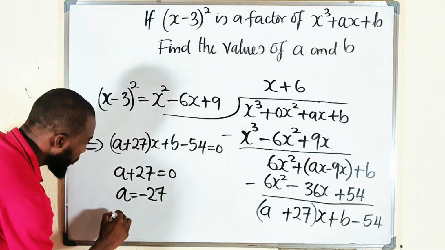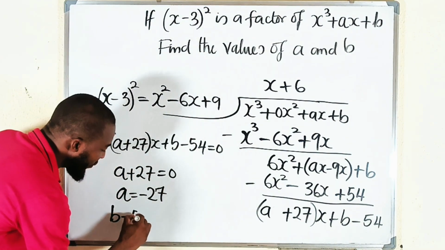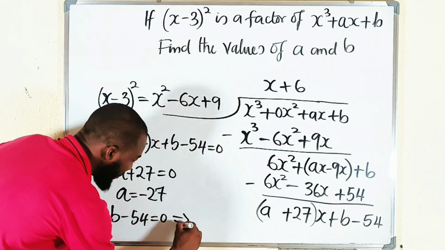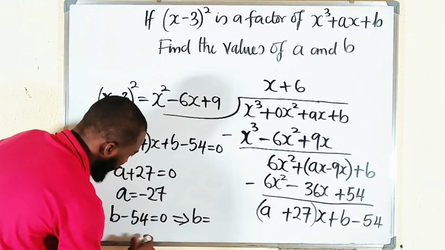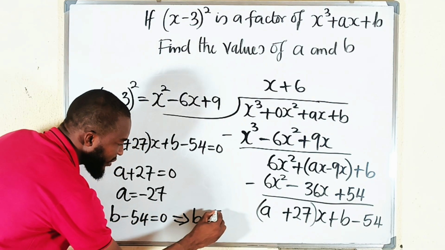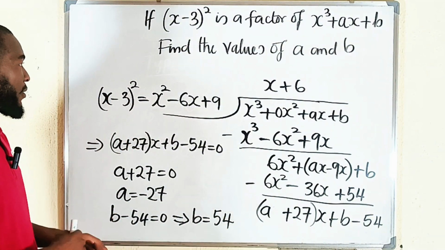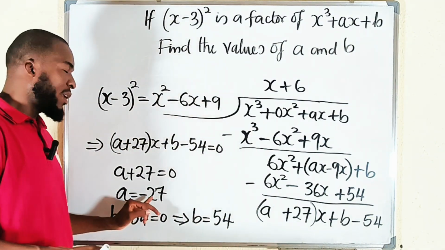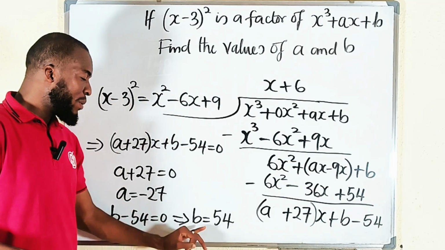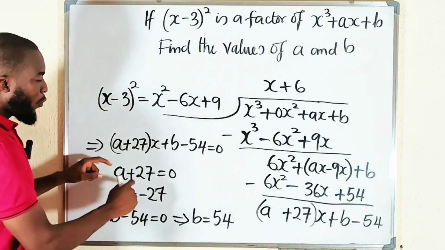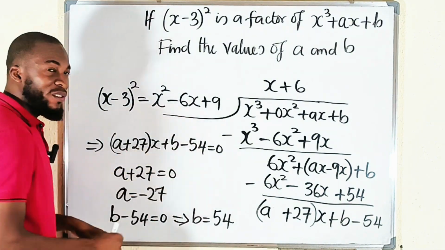Then the other one, b minus 54 is equal to 0. It implies that b must be what? As this crosses over, it becomes positive 54. And these are the two values we are looking for. For a, it's negative 27. For b, it is 54.